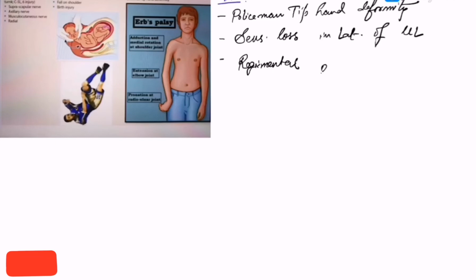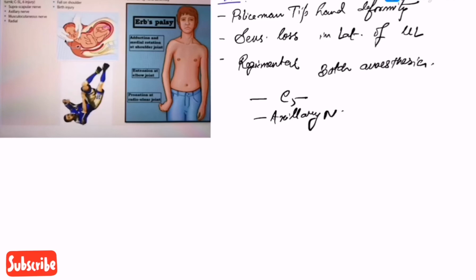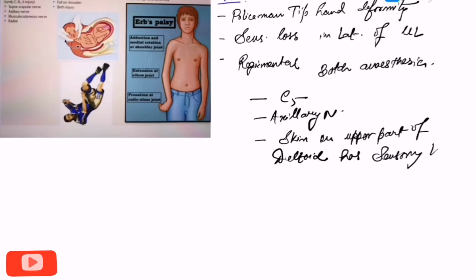Regimental patch anesthesia. Here, the root value is C5, the axillary nerve is involved, and the skin on the upper part of the deltoid has sensory loss. So all these areas have an anesthetic effect because the nerves are not working. Regimental patch anesthesia.